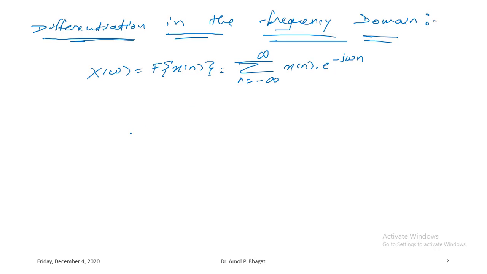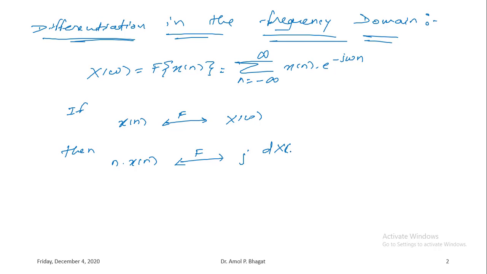As per the differentiation in the frequency domain property, if there is a discrete time signal x of n with the Fourier transform denoted as X of omega, then the Fourier transform of n into x of n in the frequency domain is simply j multiplied by the derivative of X of omega with respect to omega. Okay, so we'll just try to prove this property.